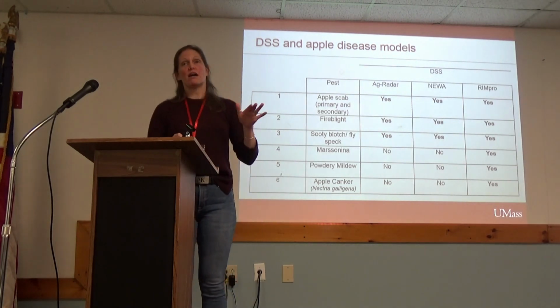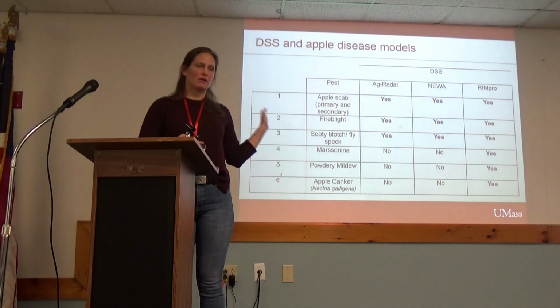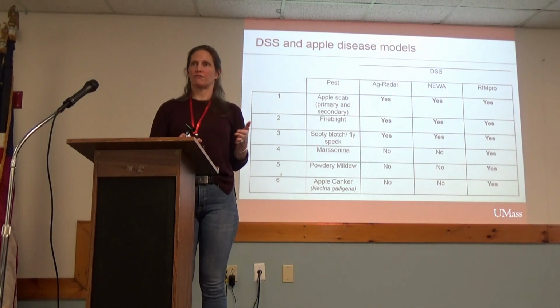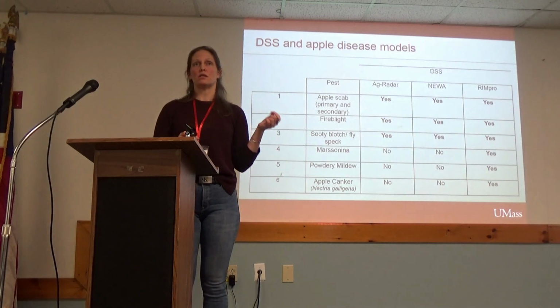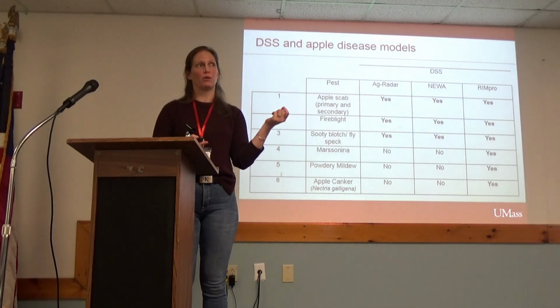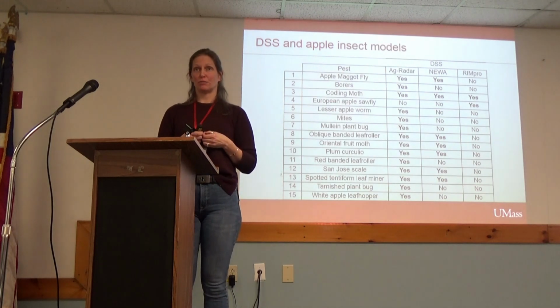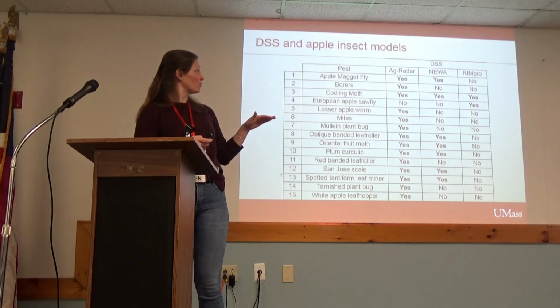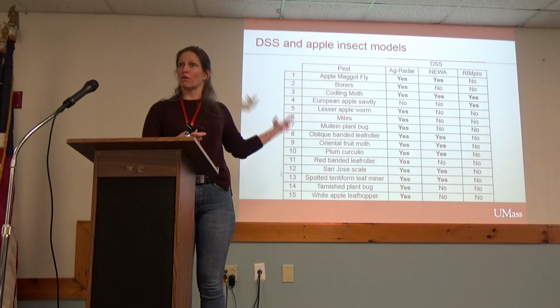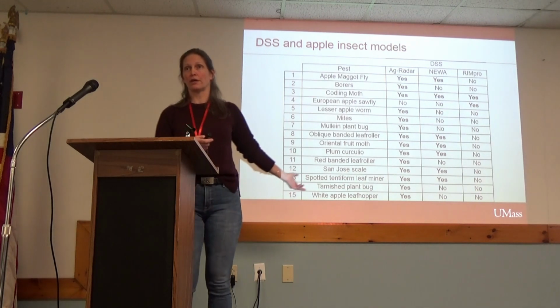So we do have a model for Marsanina available, and the canker, we are lucky enough to not have an issue with apple canker so much. We do see the Nectria shoot and twig blight. Even more insect pests available. Here you see that actually the reverse is true. AgRadar has more of the insect pest models that we need to look at than RIMPRO does.